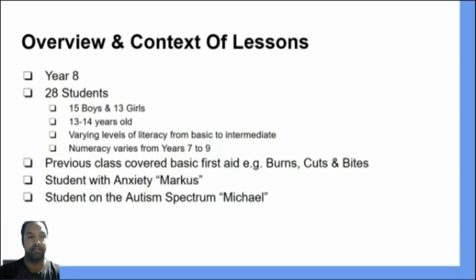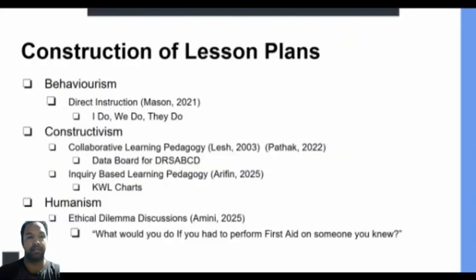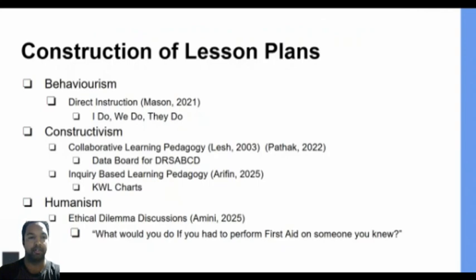The focus of the lesson is first aid, to help students develop essential skills that contribute to their health and the well-being of others. I used a behaviorism approach in the form of direct instruction, specifically the I do, we do, you do method based on Mason's 2021 research, because of its ability to provide clear, understandable instructions while catering to different modalities of understanding, such as visual and verbal, before trying it kinesthetically.